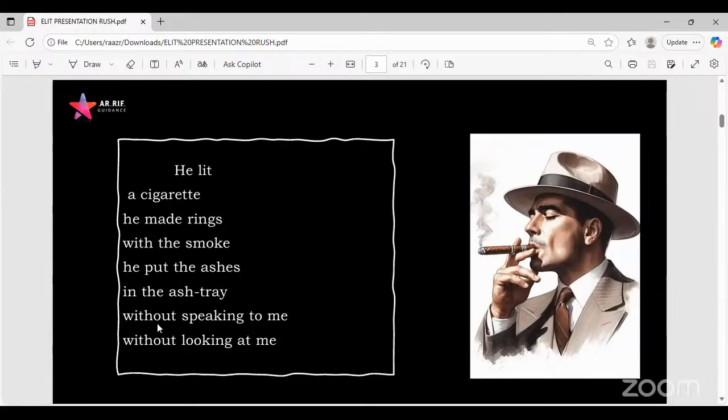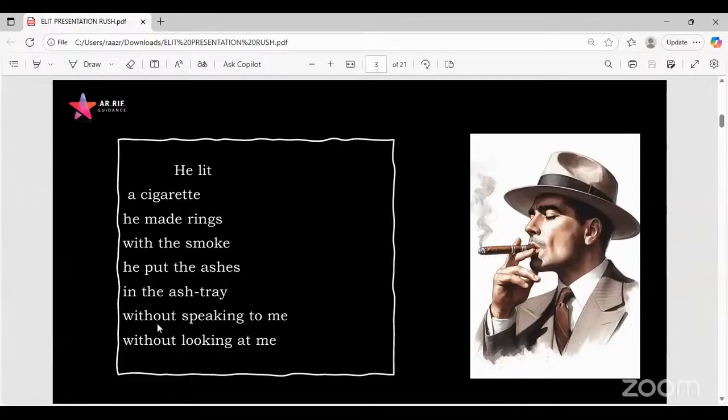So, before we go deeper, guys, let's understand a few vocabulary words that may be new. What is the meaning of lit? He lit. Lit means to start a cigarette burning. And what is meant by ashes? Ashes means the powder left after something burns, right? And what is the meaning of ashtray, guys? Ashtray, a small dish used to hold cigarette ashes. And the circles with the smoke means what? Blowing smoke into the air in a round shape.